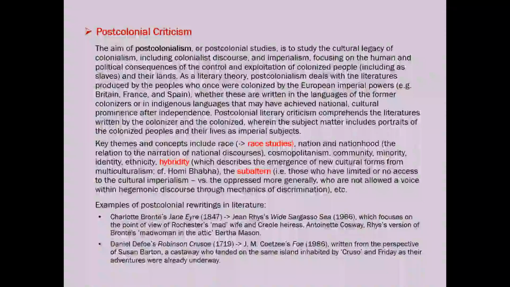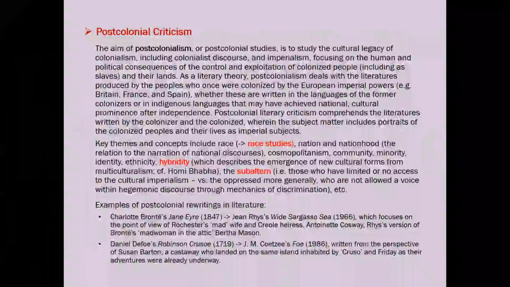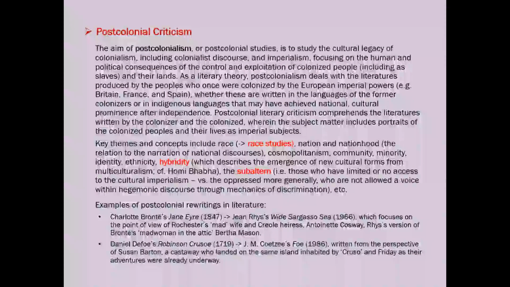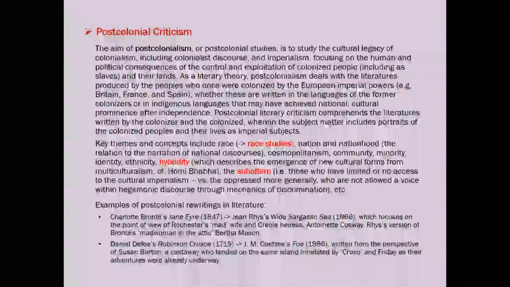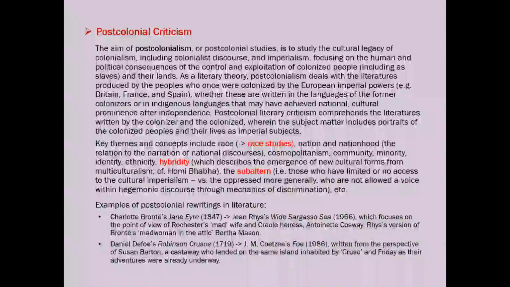The subaltern, which you'll see on the next slide, is a concept that Gayatri Spivak coined, and which refers not to the oppressed more generally, but specifically to those that have limited or no access to cultural imperialism. Okay. So it's not people that are suppressed, it's people who simply have no access to ways of expressing themselves. And that approach also looks at texts that themselves rewrite, let's say, colonial texts in a postcolonial way.